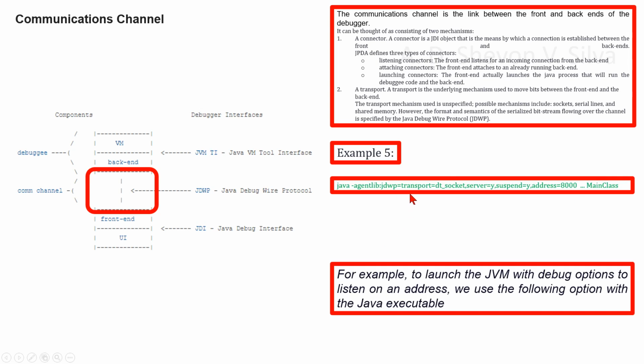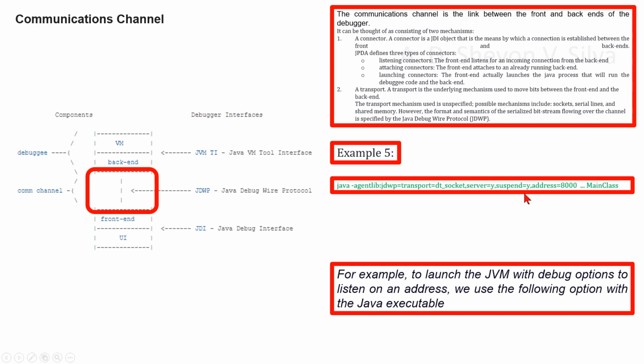Transport equals dt_socket tells the JDWP agent to use socket transport. Server equals y means that the JVM will listen for a debugger to attach to it. Suspend equals y means the JVM will wait for the debugger to attach before executing the main class. This is also the default value.